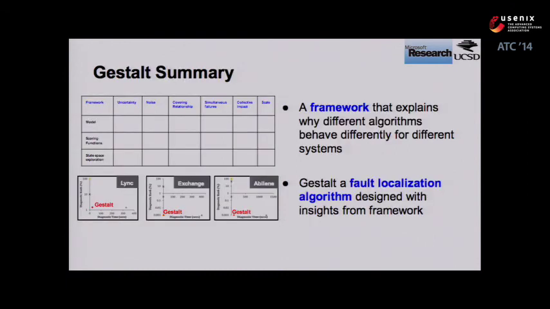That brings me to the end of my presentation. Today, I gave you a glimpse of a framework that explains why different algorithms behave differently for different systems. And I also gave you a glimpse of how we designed Gestalt, a fault localization algorithm that can work with a variety of systems. Thank you.